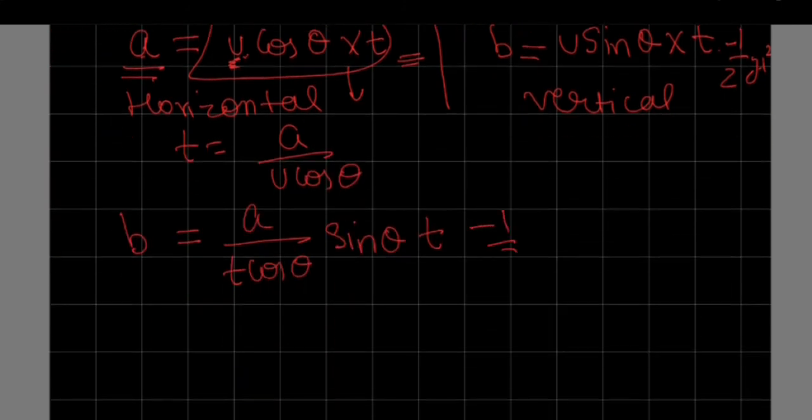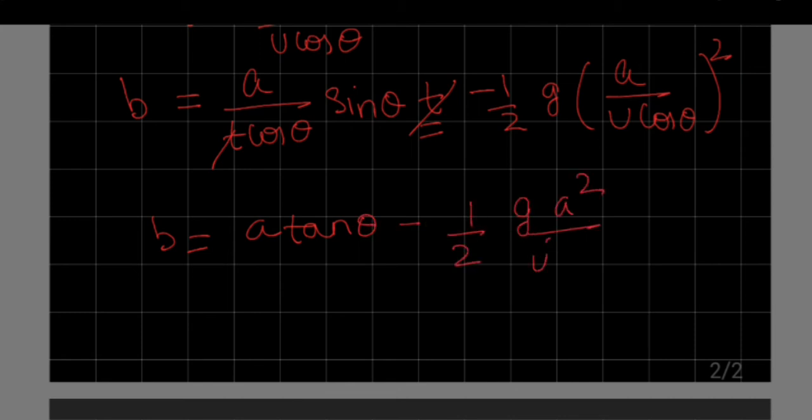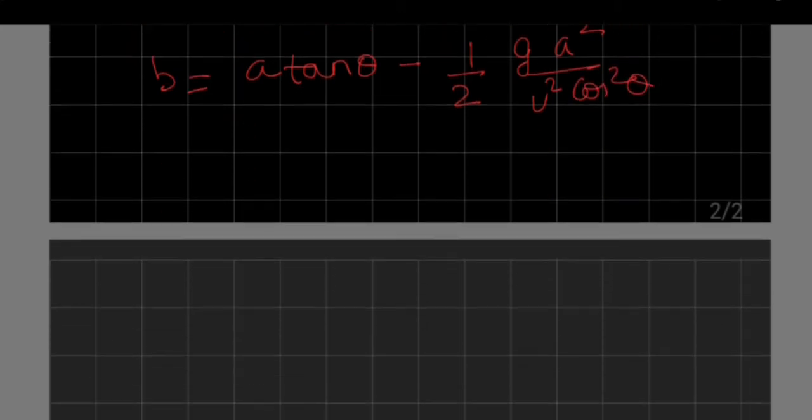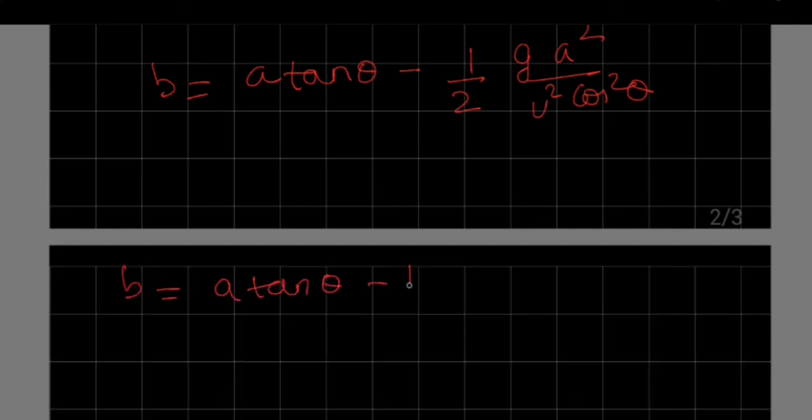So minus half g, the value of t is this, squared. Here also you can substitute the value of t, but before that let's do this. t is cancelled with t. a sine by cos is tan theta, minus half g a square by u square cos square theta. So this is one of the values. If you want to simplify it more, you can take it as half g a square by u square, and 1 by cos is sec, so sec square theta. Now you have the value of b like this.